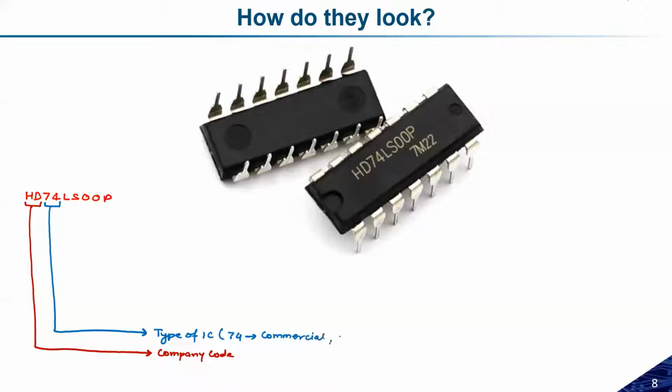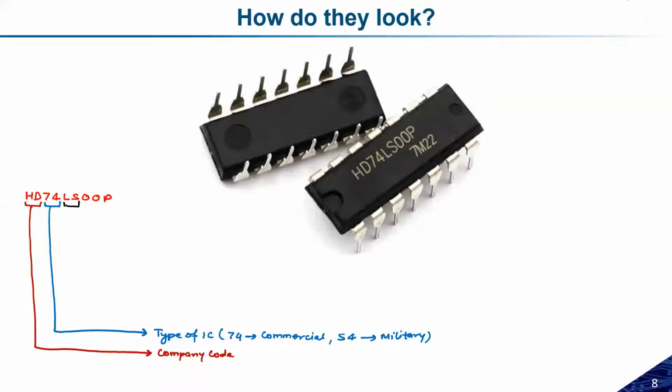Okay, and if 54 is there, it indicates this can be utilized for the military purpose. So this is how the third and fourth digit represents the IC parameter. The next two digits indicate what technology is used to develop or fabricate this IC.